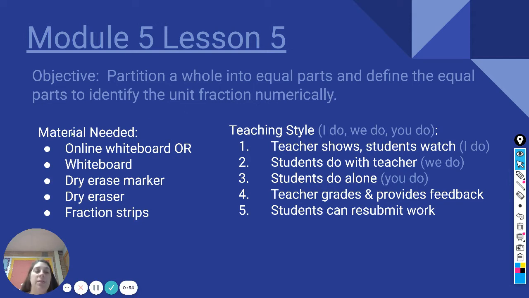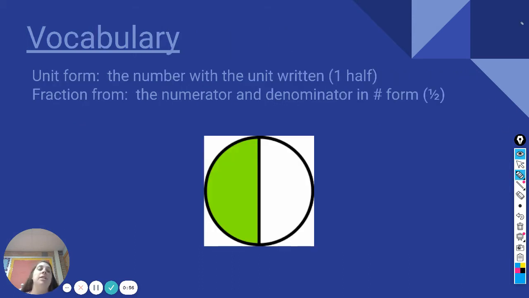The materials needed for today are your online whiteboard or your whiteboard, dry erase marker and dry eraser. You also may want to get out your fraction strips because on the back, remember we've written like 2 pieces mean halves, 3 pieces mean thirds, and you might need those words today. Teaching style we're going to follow is where I do it, we do it together, and then you do it on your own. The first thing we're going to start off with is some vocabulary terms.